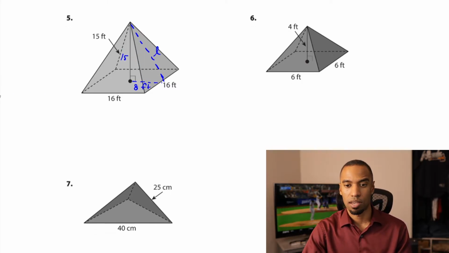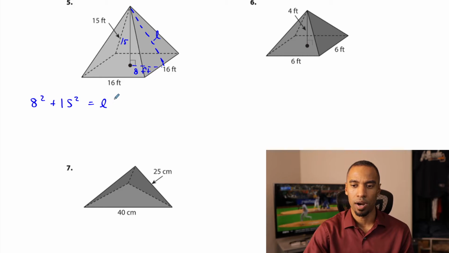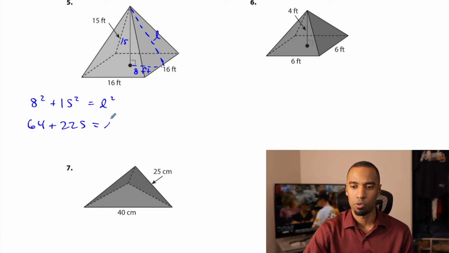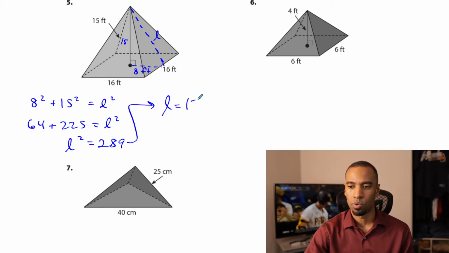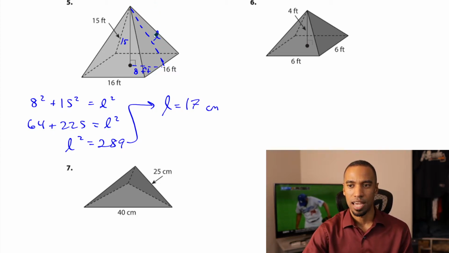I already know this number, 17. This is a Pythagorean triple, but here we go. 8 squared plus 15 squared equals L squared. L being the slant height, L being the hypotenuse of this right triangle here. 64 plus 225 equals L squared. L squared is 289, and when we take the square root of both sides, we get L equals 17. That's 17 centimeters, and that is our slant height right there.